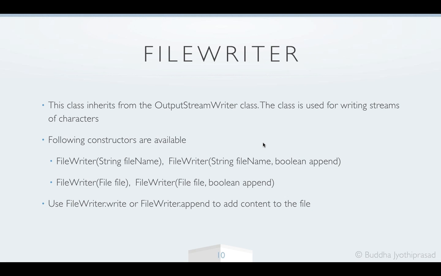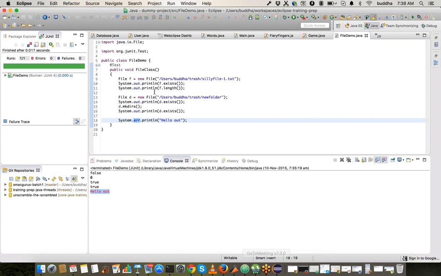The same way we can use the file writer class to actually write content to that particular file. And the same way, we can also use output stream writer, but by using output stream writer, we'll have to write bytes rather than actual characters to the file. Let me give you a small demo of that.